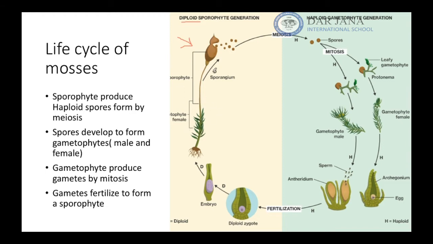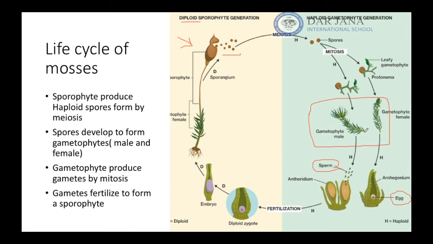The sporophyte plant produces spores, and it does that by meiosis. These spores are dispersed into the environment, and then they develop into gametophyte plants. There's the male gametophyte and female gametophyte. The gametophyte plant is a haploid generation. They produce gametes, sperms and eggs.